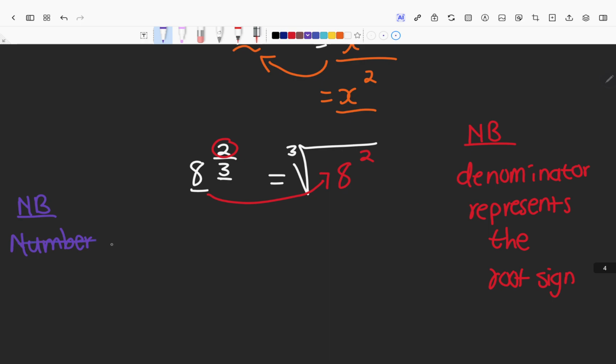Hey guys, why did I write number? The numerator, is it me, or is there also someone else who can't write and speak at the same time? Numerator represents the exponent.